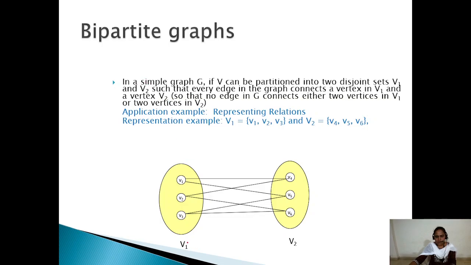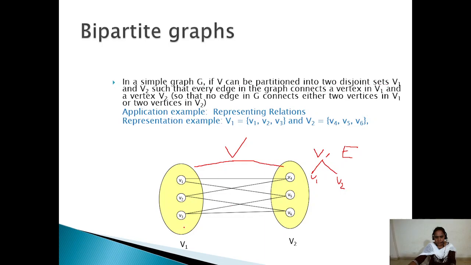See, V1 is one vertex set, V2 is another. Here G = (V, E). V is partitioned into two sets, V1 and V2. Each vertex in V is connected between V1 and V2. V1 has V1, V2, V3 and V2 has V4, V5, V6. It means the vertex set is partitioned into two disjoint sets.